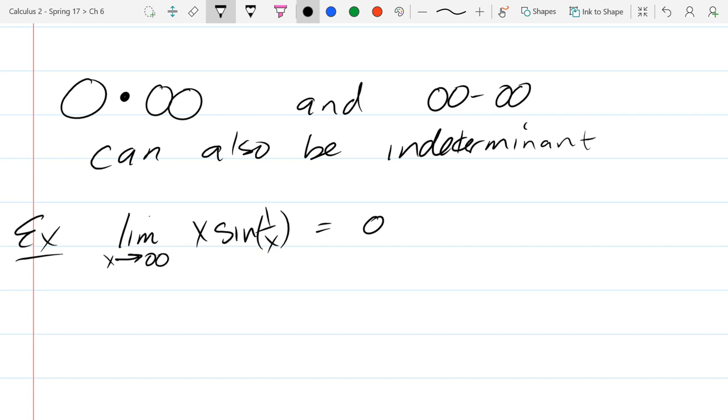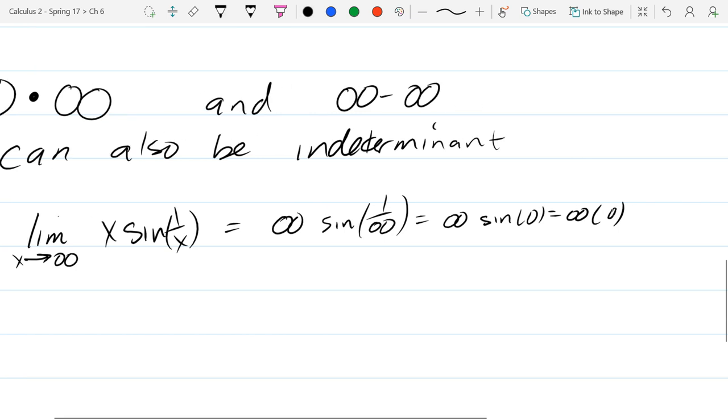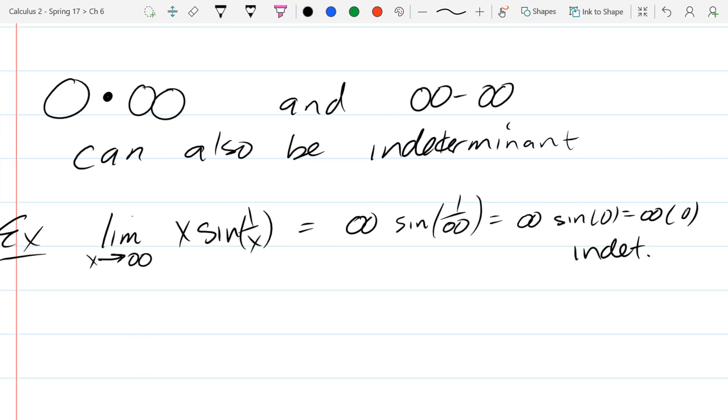So let's plug in infinity. What in the world is 1 over infinity? 0. So we got infinity times sine 0, which is infinity times 0, and that is indeterminate right there. I'll just write indet. All right, now is that 0 over 0 or infinity over infinity? Nope, there's no division happening, so it's certainly not that division.